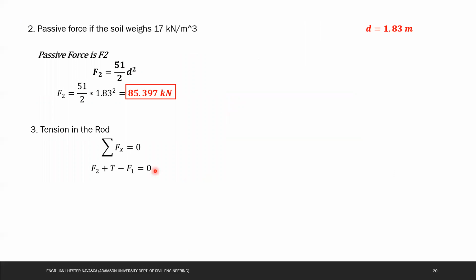Solving for F sub 2 and F sub 1, your tension rod is the difference of F sub 1 minus F sub 2. Your F sub 1 is 17 over 6 times 5 plus D squared. And your F sub 2 is from problem 2, which is 85.397. So therefore, the tension in the rod is 46.775 kilonewtons. Okay, so that is the last problem in our module 7.